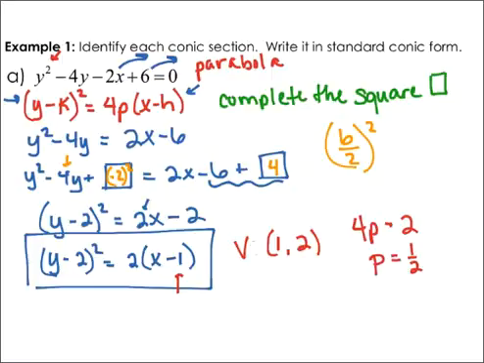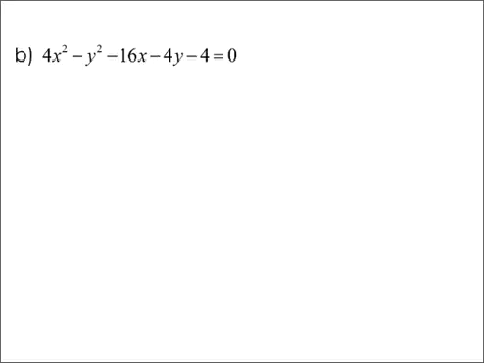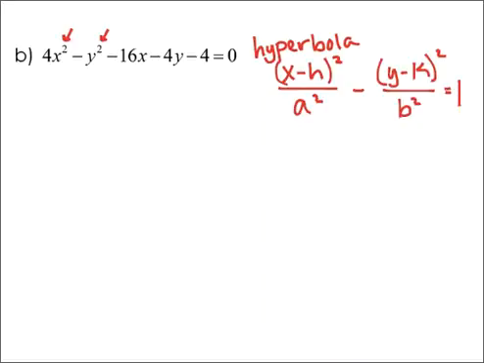Let's try another one. Alright, again, the first thing we want to do is identify what type of a conic section it is. So right away I notice x squared and y squared. I also notice that between them there's a subtraction, making this a hyperbola. So first I want my hyperbola graphing formula. Alright, so here was my (x minus h) squared over a squared minus (y minus k) squared over b squared is equal to 1. Alright, so let's go ahead and take a look at this.